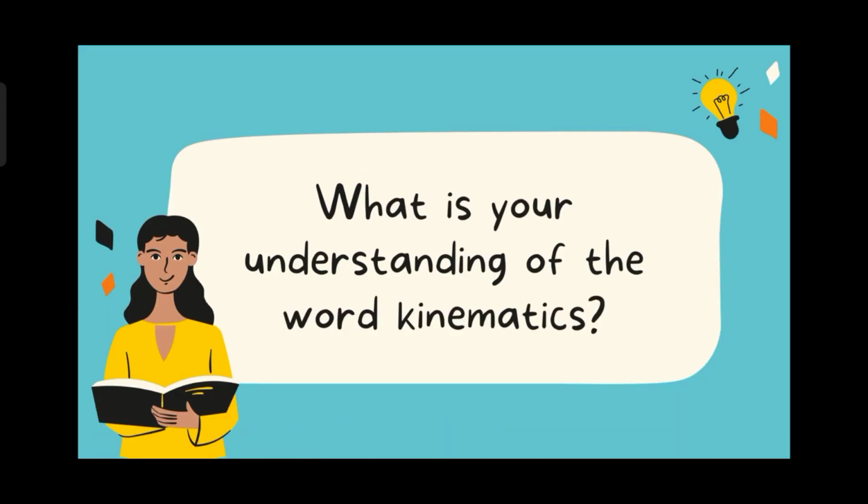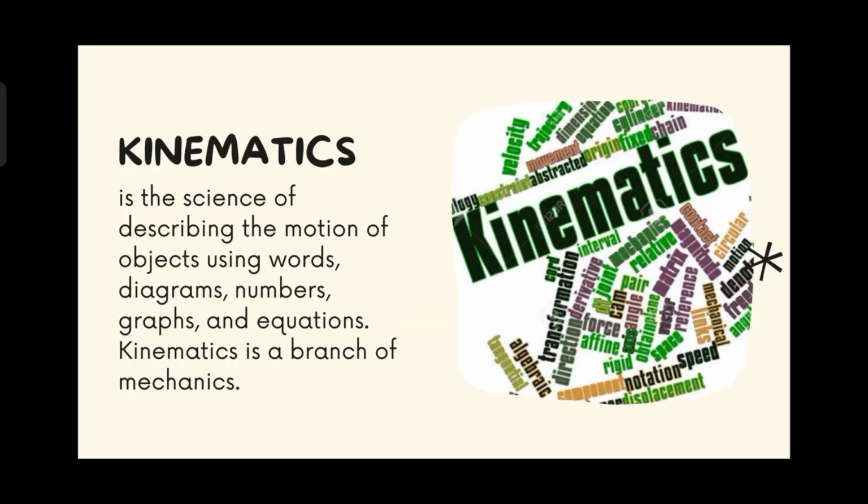What is your understanding of the word kinematics? Kinematics is the science of describing the motion of objects using words, diagrams, numbers, graphs, and equations. Kinematics is a branch of mechanics. It is the study of the motion of points, objects, and group of objects without considering the causes of its motion. Kinematics can be abstracted into purely mathematical expressions which can be used to calculate various aspects of motion such as velocity, acceleration, displacement, time, and trajectory.